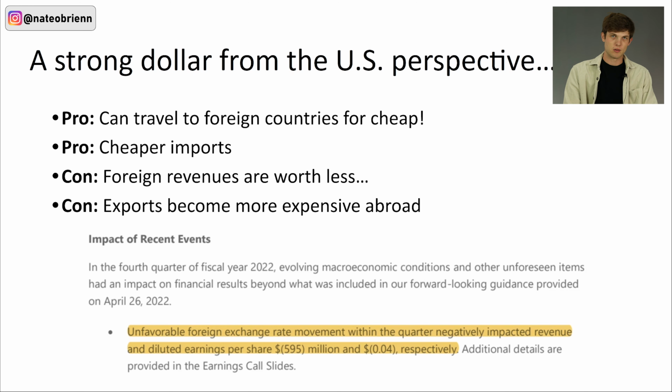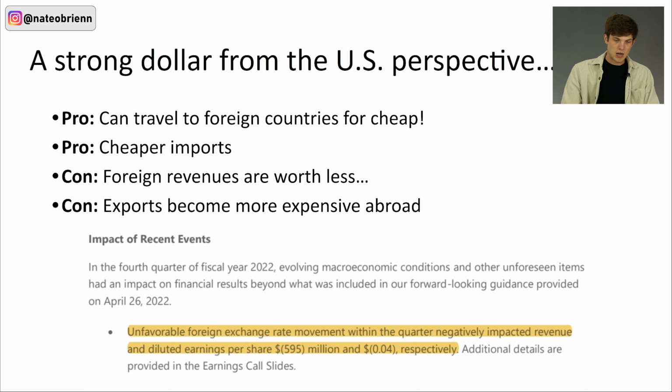This is a big important thing to realize, because most people, when they think, oh, our currency is getting stronger, they think this is all good, this is all benefits, but there are actually some negative externalities from having a stronger currency that I think we should talk about, because it's not really common knowledge here. So like I said, you can travel for cheaper. You can also get cheaper imports.